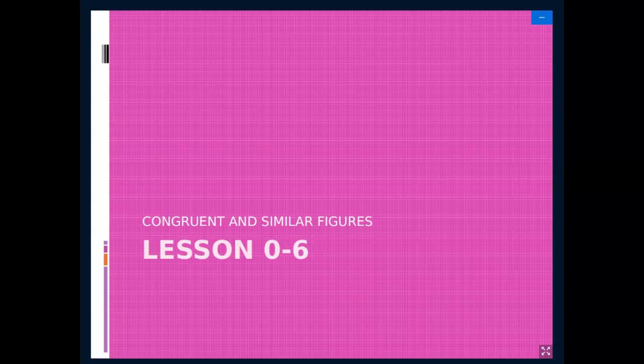So today we are looking at congruent and similar figures. This is lesson 06. Tomorrow we'll do 07. Thursday is a review day. The next time I see you after Wednesday will be on a Monday, and that will be your chapter 0 test.